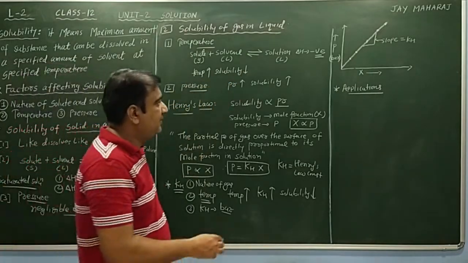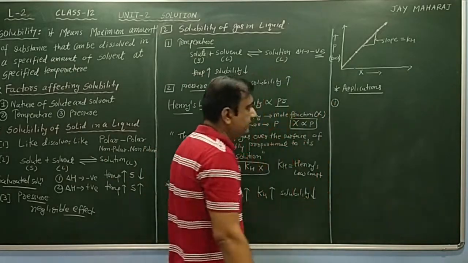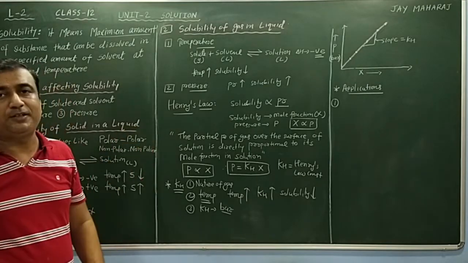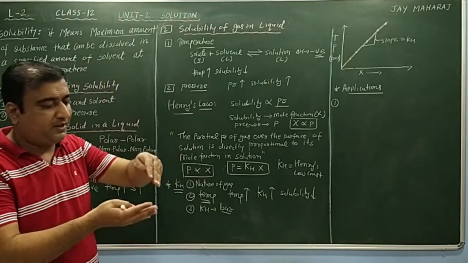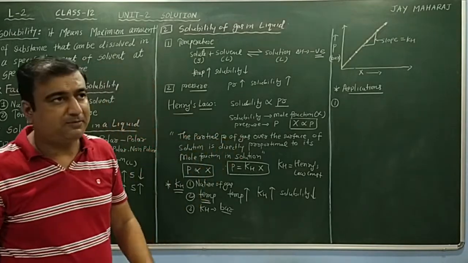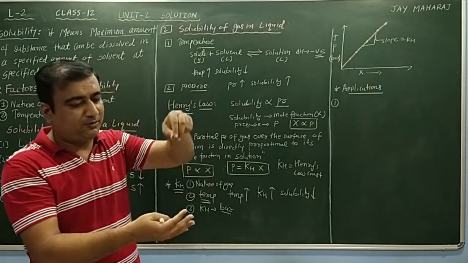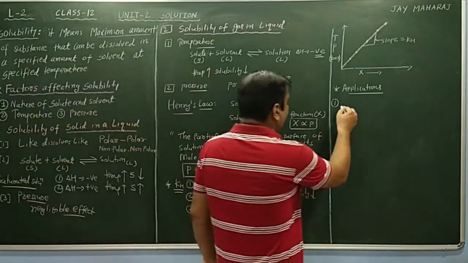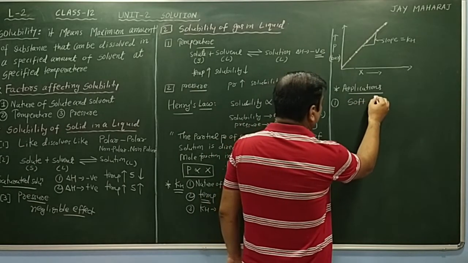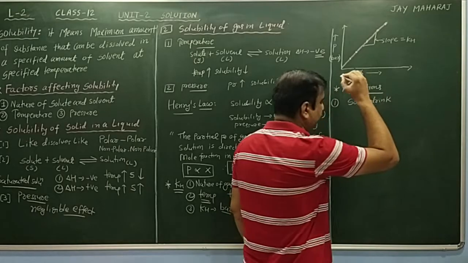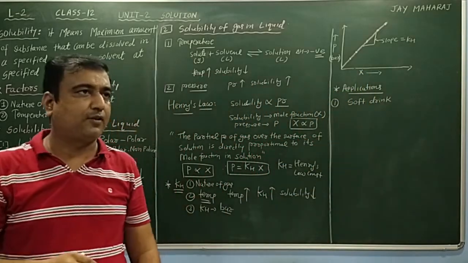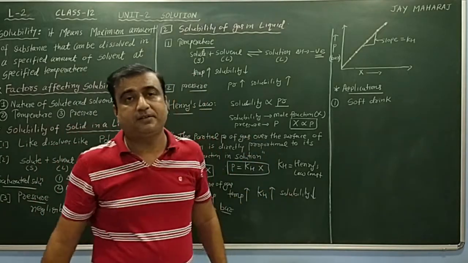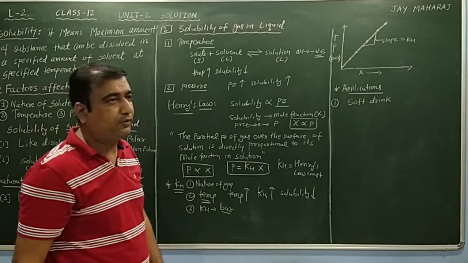Remember this. The first application is in the case of soft drinks. To increase the solubility of CO2 gas, we have to pressurize it highly. Under high pressure, CO2 gas is dissolved in the soft drink and then it is sealed. In making a soft drink, to increase the solubility of CO2, it is pressurized with high pressure. Then more CO2 will be dissolved.